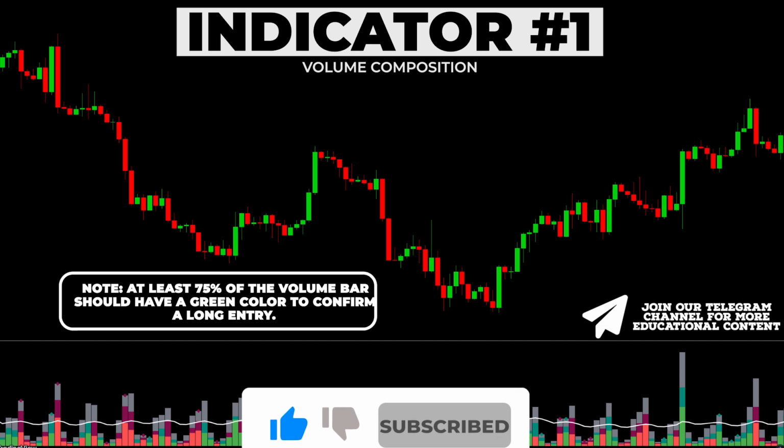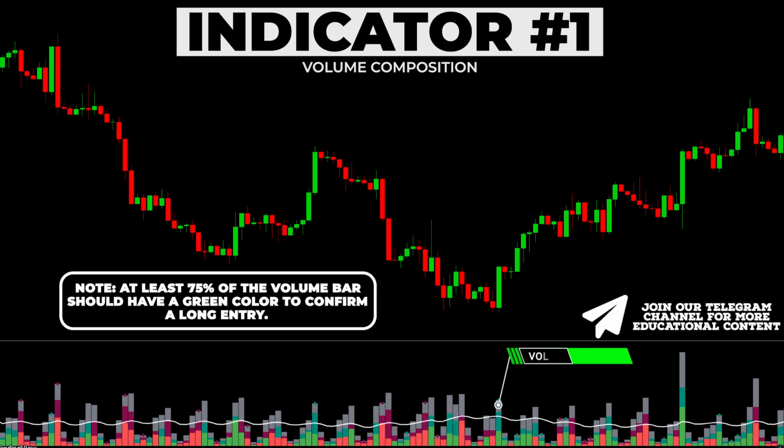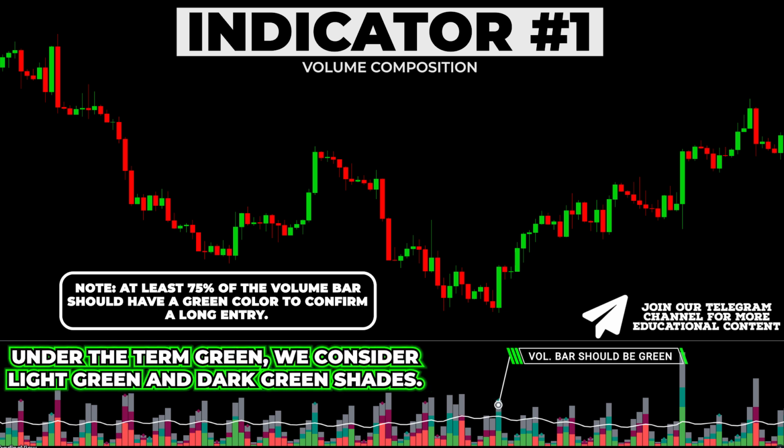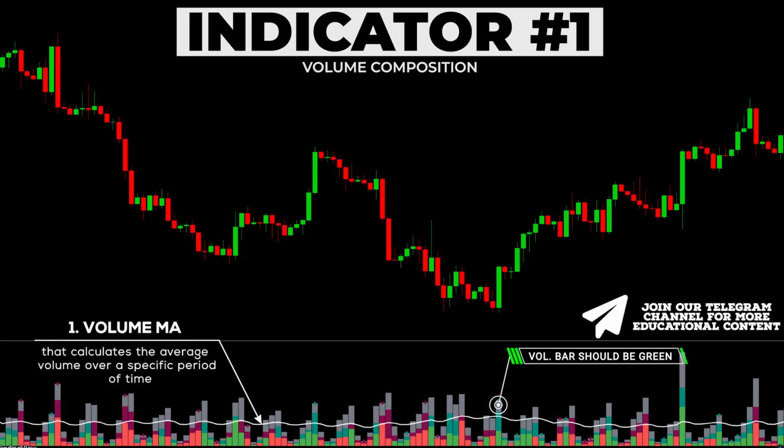So, at least 75% of the volume bar should have a green color to confirm a long entry. Note that under the term green, we consider light green and dark green shades. As you can see, the indicator also has a white line, which is actually a moving average that calculates the average volume over a specific period of time, acting as a dynamic part of our confirmation. With that, the volume bar should exceed the volume moving average, pointing to higher than average volume conditions and a high chance of a trend continuation move as a result.